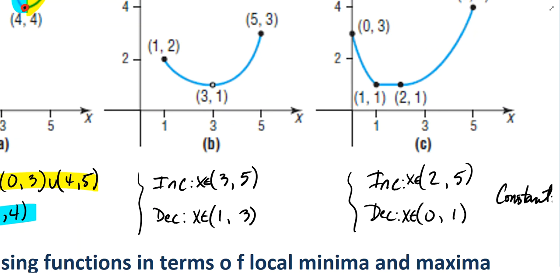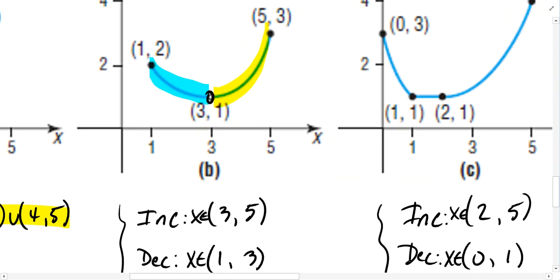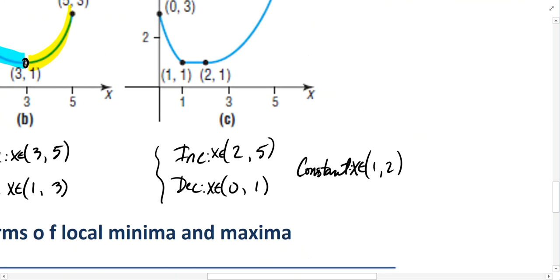For part B, again, we're increasing from this position on, and we're decreasing from here to here. So increasing from 3 to 5 along the x-axis, decreasing from 1 to 3. This open circle tells us that there is no coordinate there whatsoever. So the graph appears to be decreasing from left to right towards this position, and increasing from left to right from that position, but there is no actual coordinate at that particular spot at the bottom of that curve. We'll discuss more on that a little bit later.